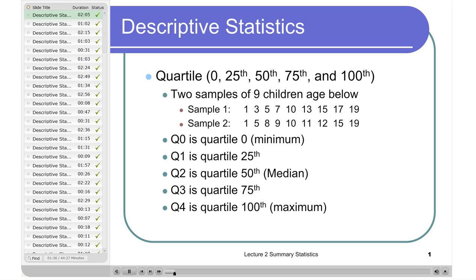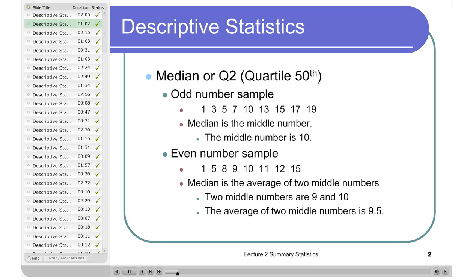So then we have Q2, which is the 50th percentile. In other words, Q2 divides the bottom 50% from the top 50%, which is the same thing as saying that Q2 divides the bottom half from the top half. And so you can actually see that Q2 is just the median. And Q3 is the 75th percentile, which divides the bottom 3/4 from the top quarter. And Q4 is the 100th percentile, or the maximum.